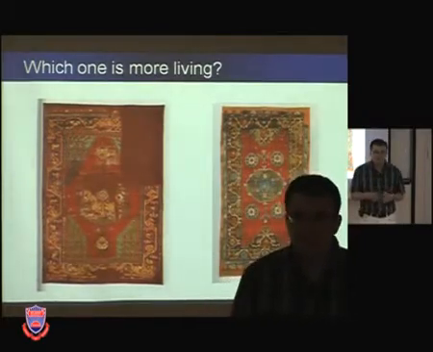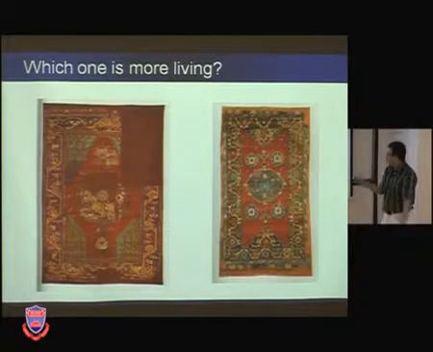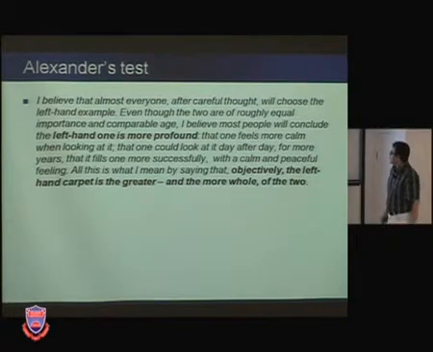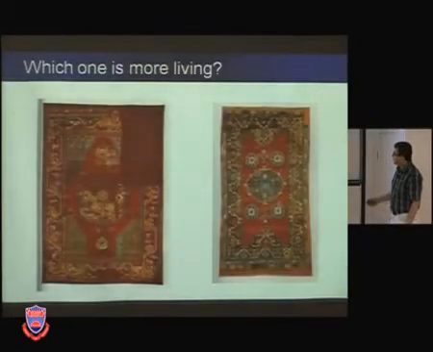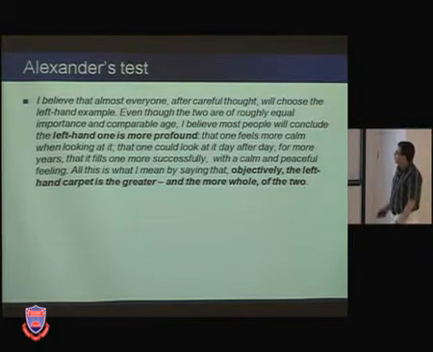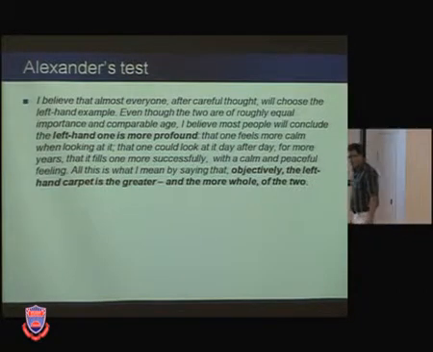He did this experiment with many people. So what did he observe here? Of course, this is not the real experiment, but in the book you see it's more clear and you have more time. I believe, Alexander says, that almost everyone, after careful thought, will choose the left-hand example. Of course, this is missing some parts, but actually the idea is similar. Even though the two are of roughly equal importance and comparable age, I believe most people will conclude the left-hand one is more profound. That one feels more calm when looking at it, that one could look at it day after day for more years, that it fills one more successfully with a calm and peaceful feeling. All this is what I mean by saying that objectively the left-hand carpet is the greater and the more whole of the two.